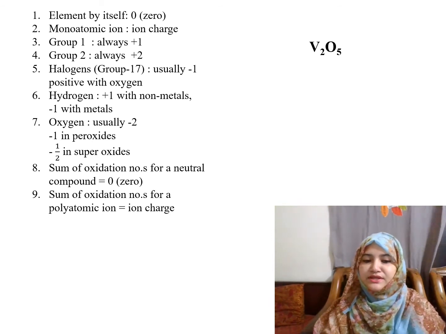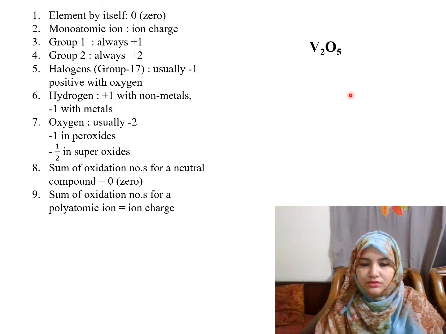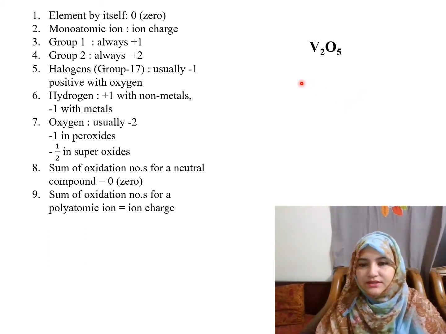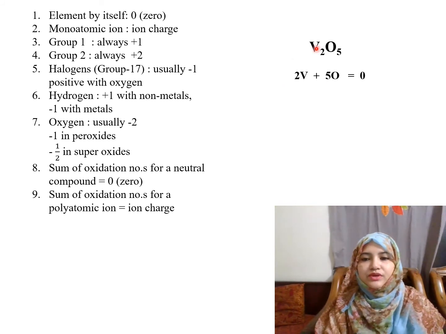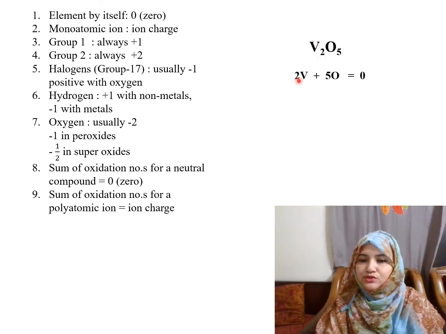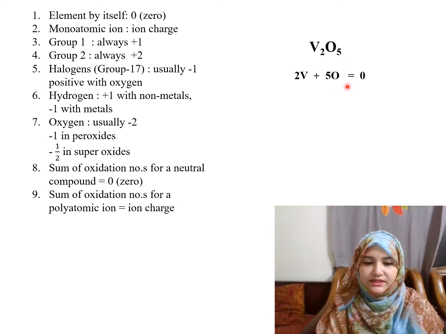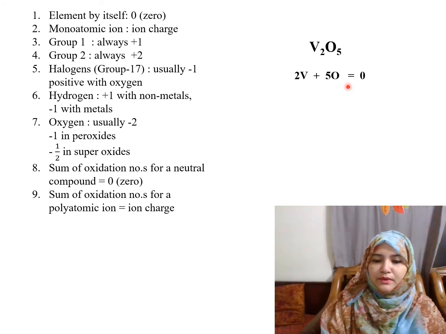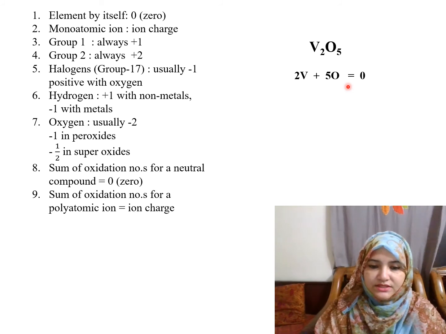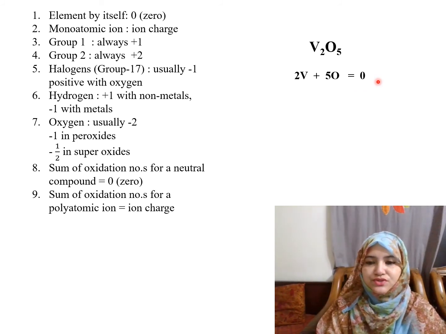Oxygen has the minus 2 charge. Now we have to write an equation for vanadium oxide. We have 2 vanadium atoms and 5 oxygen atoms in it, with a net charge equal to 0.